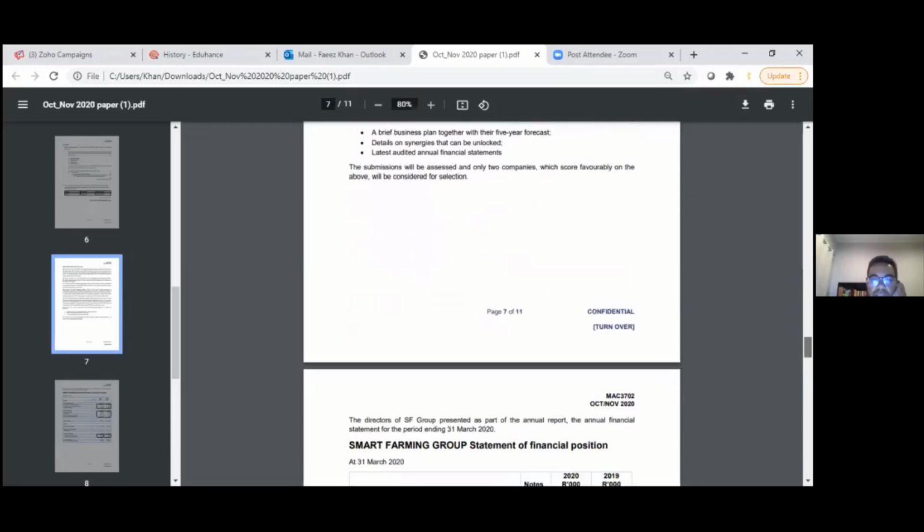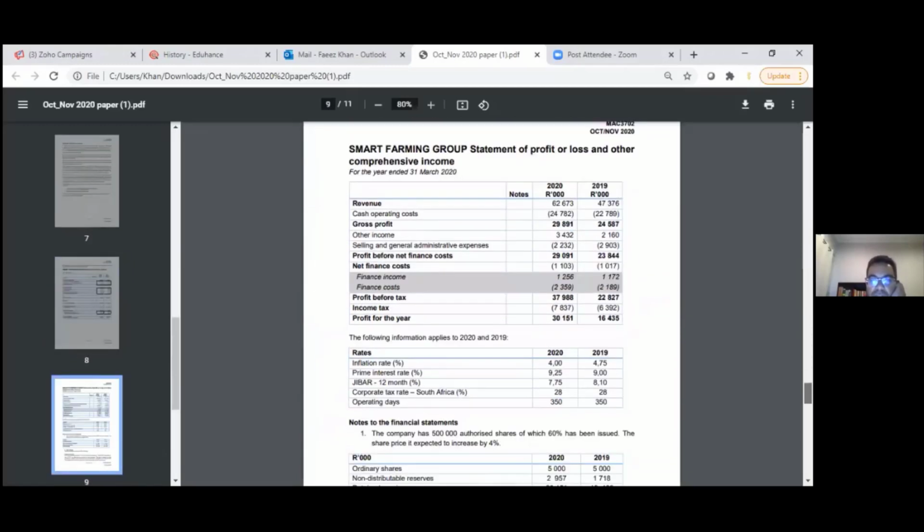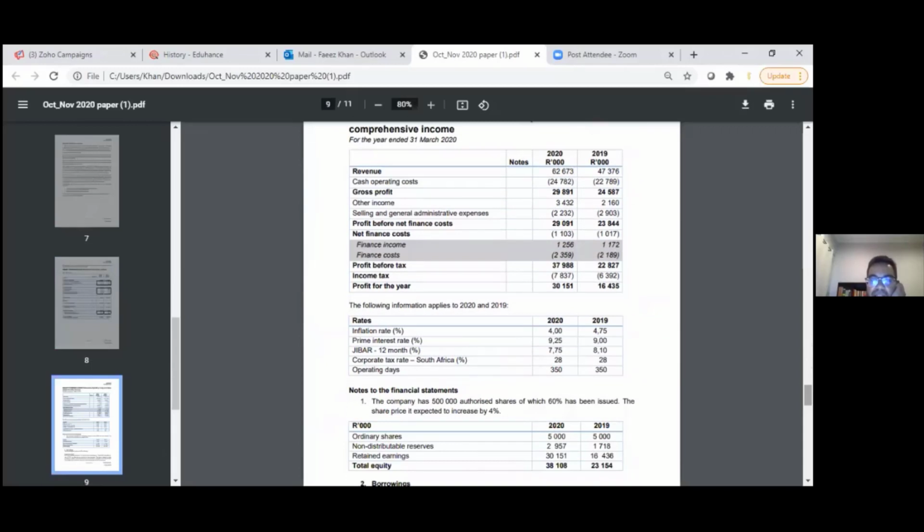So what I can do, if I go to the income statement, the statement of profit, loss, and other comprehensive income, I take profit for the year, profit after tax, profit for the year of 3151. I'll use that number to determine my dividends. So now I'm going to switch back to the Excel. And then you can see what I'm doing over here.